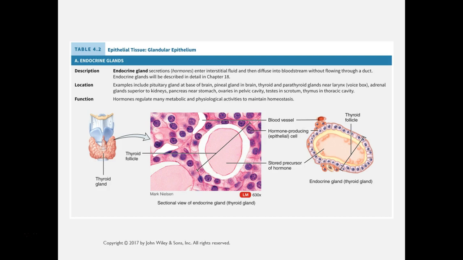So what's the function of glandular epithelium? To create, release, and secrete those hormones. And hormones are chemical messengers that are going to regulate metabolic and physiological processes, all to maintain homeostasis of the body.